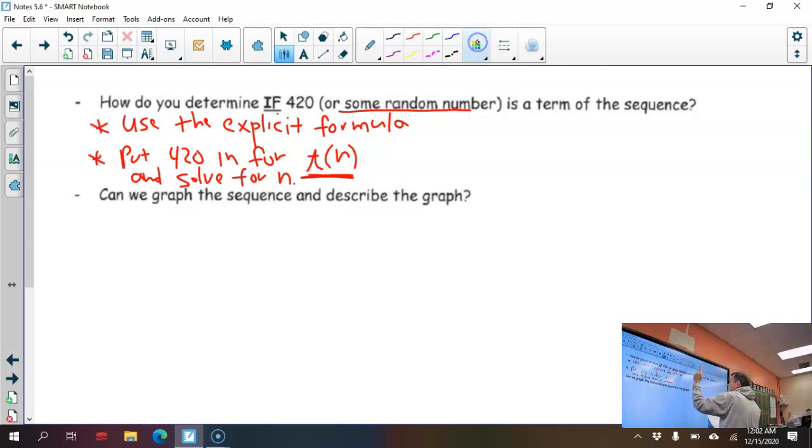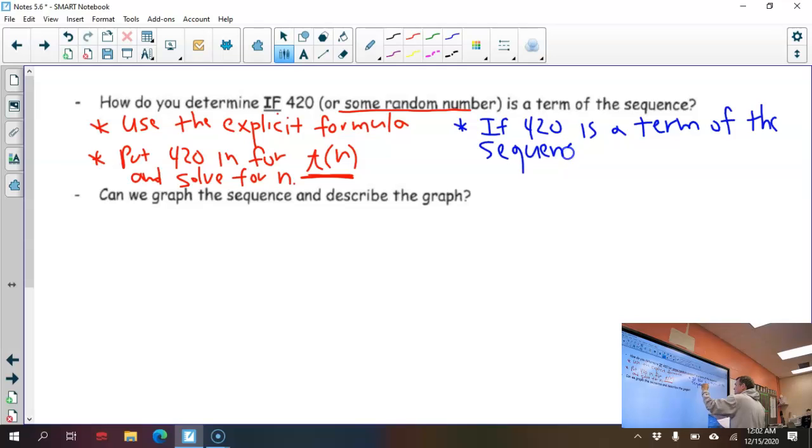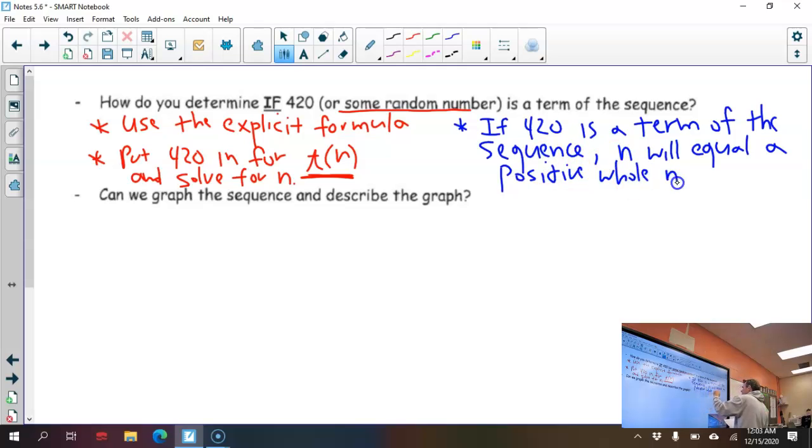Then, if 420 is a term of the sequence, n will equal a positive whole number. Boom! Can we graph the sequence and describe the graph?